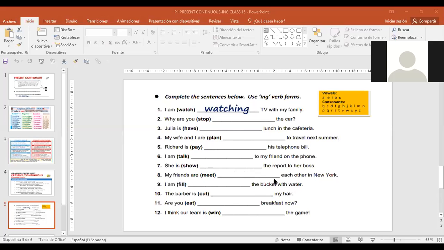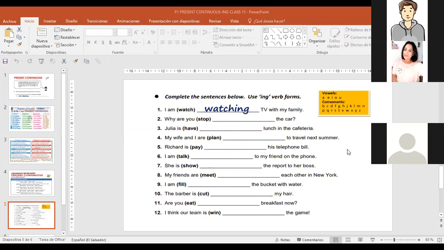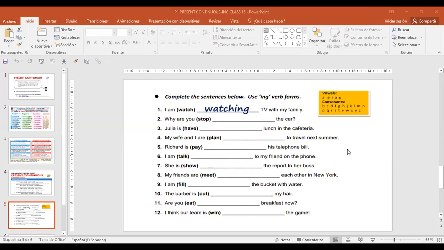Number eight. Volunteer for number eight. Si no le vamos a pedir, vamos a ver a Karen Reyes. Karen, could you please help us with number nine? Yes, teacher. Okay. Perdón, era la number eight. Sí, perdón, adelante. My friends are meeting each other in New York. Solo okay. Le agregamos ing. Okay, perfect.